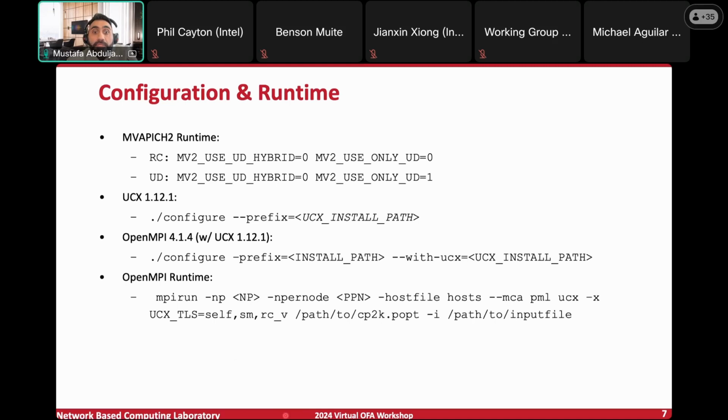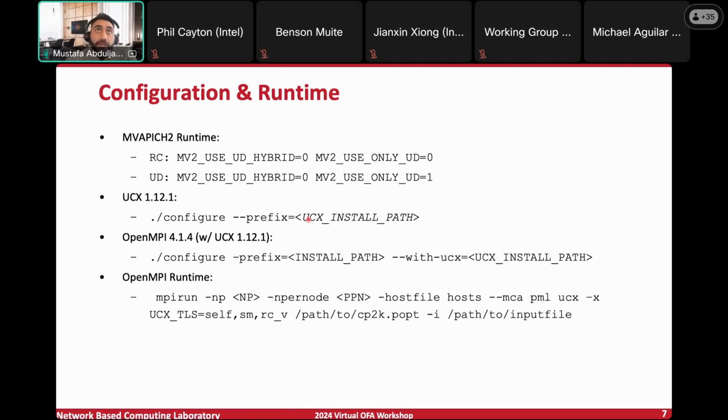So before I delve into numbers, it's worthwhile noting that it is possible to configure MVAPICH with the UD hybrid protocol. For those who are not familiar with this, the transports for RDMA could be RC, UD, XRC, or a hybrid of these. So we enable UD hybrid communication to reap the benefits of both transports.